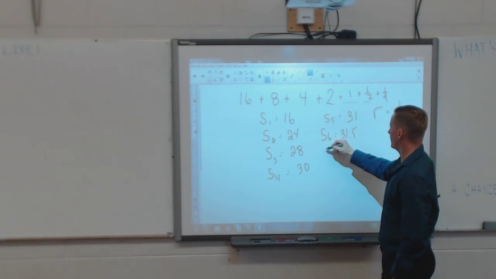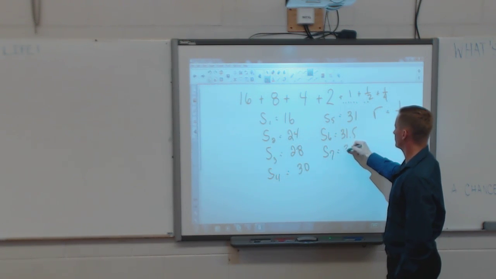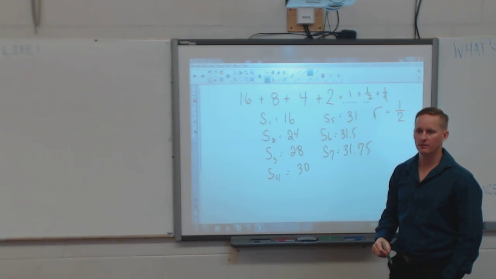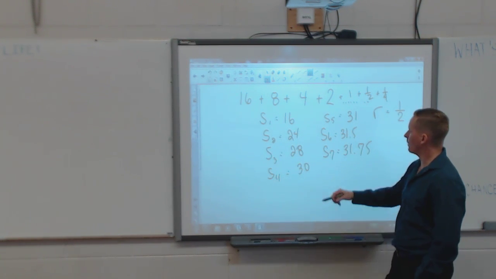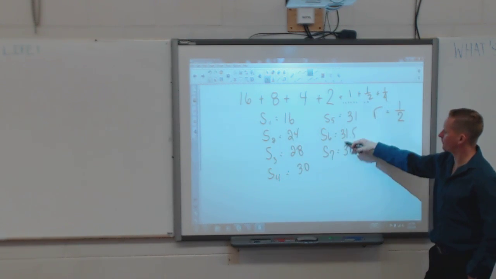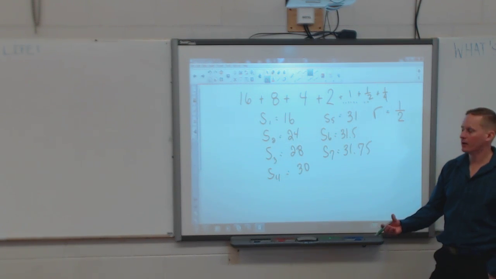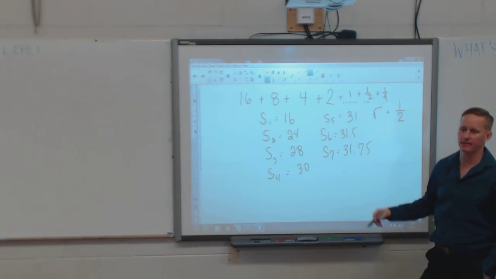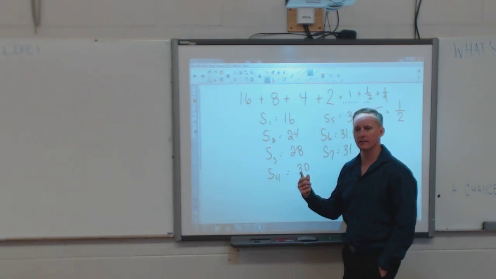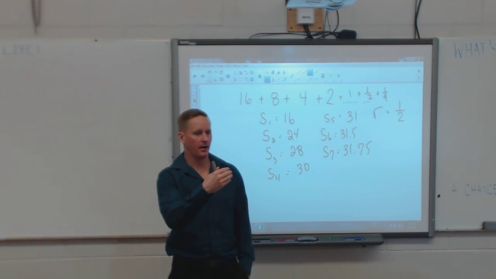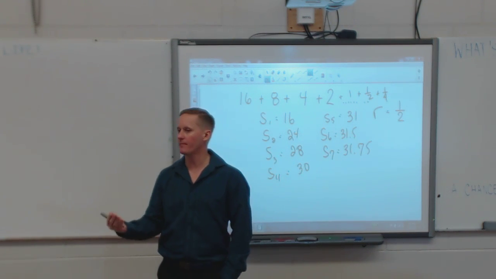Then 1/4, so now I've got S7 equal to 31.75. What do you notice about these numbers as I'm going further and further into the sum? Smaller amounts being added, right? So is there a cap on this? Is there a number that I'm going to approach but may never hit?